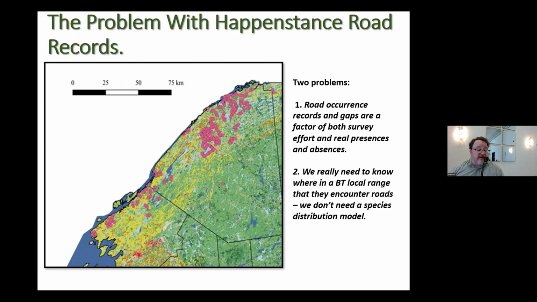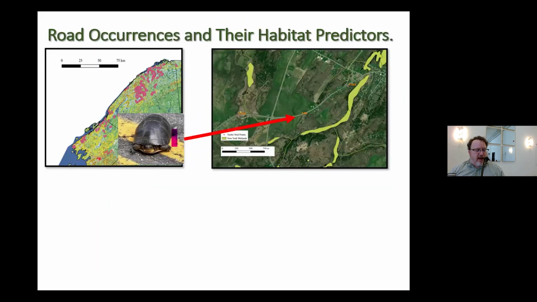The second is, what you really want to look at in terms of thinking about mitigation or survey effort is areas where roads bisect areas where the animals actually occur, and not overall. We can look at presence and absence, but most of the areas that look absent are absent because there are no turtles there. We want to know from a road perspective where they're at.